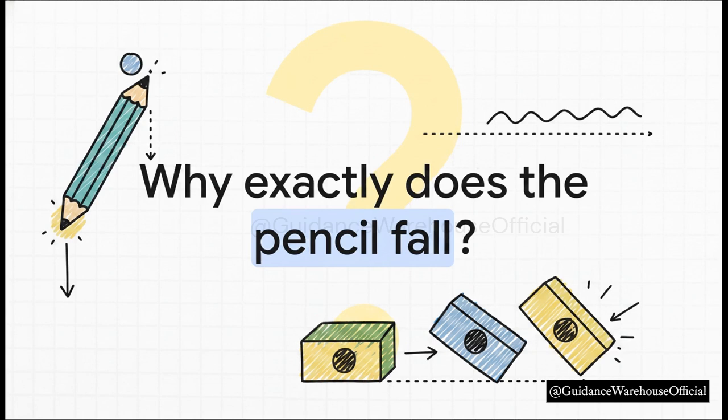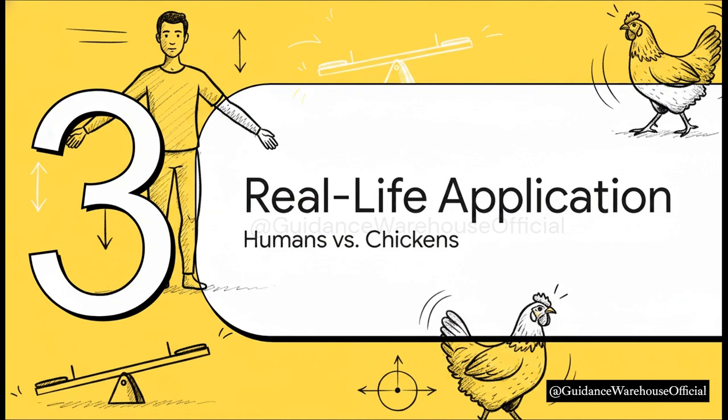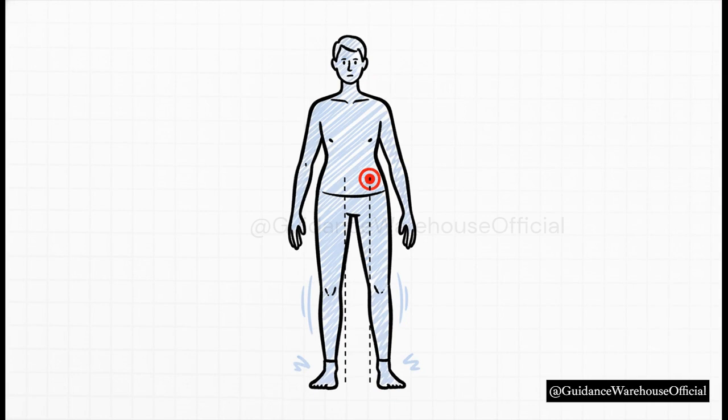Once the center of gravity is no longer supported directly from underneath, gravity takes the wheel and down it goes. Section 3. Real-life application. Humans versus chickens. Let's bring this out of the theoretical realm and see how different living bodies actually manage their center of gravity in the real world. What's honestly fascinating about human anatomy is how precarious it actually is.